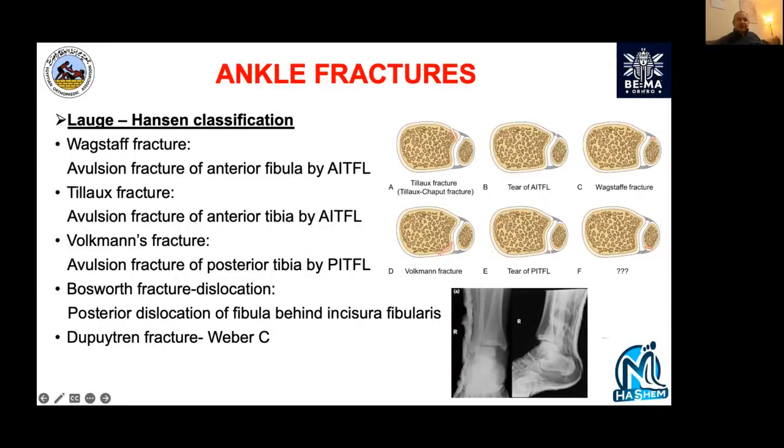So Wagstaffe is avulsion of the anterior fibula by the anterior inferior talofibular ligament. Tillaux is avulsion from the anterior tibia by, again, the anterior inferior talofibular ligament. Volkmann's fracture is avulsion from the posterior tibia by the posterior inferior talofibular ligament. And Bosworth fracture dislocation is basically, as we mentioned a minute ago, where the fibula is posteriorly dislocated out of the tibial incisura. Then Dupuytren fracture is another name for Weber C or high suprasyndesmotic fibular fracture.